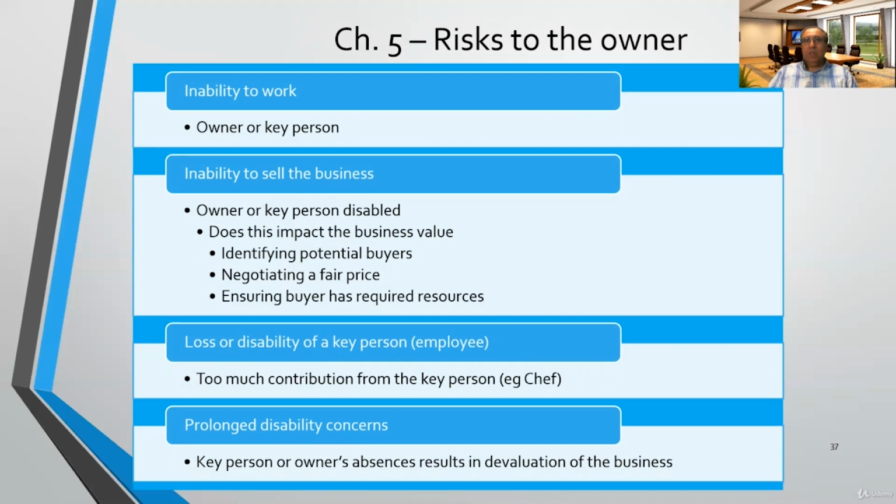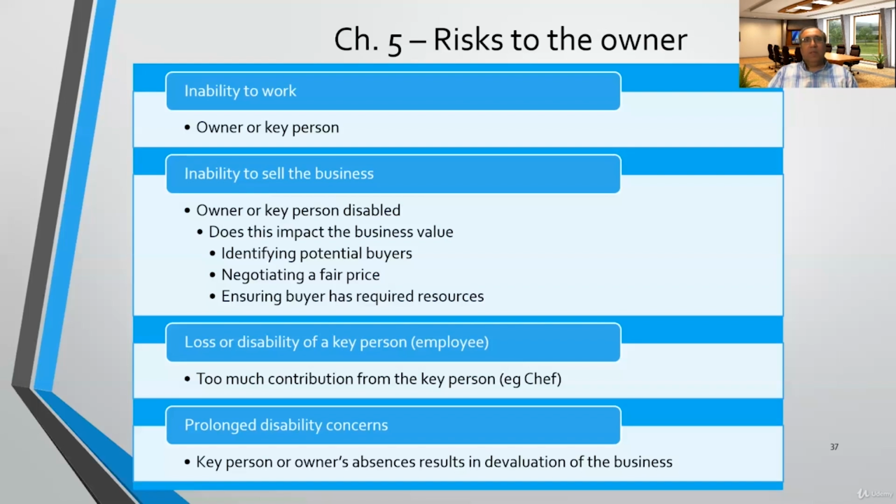If the owner or the key person become disabled and then they want to sell the business, most probably the value of the business will go down. People who want to buy it, they're going to say, oh, your sales are not so good and I'm not going to pay you the full price. So it would be hard to identify potential buyers, some buyer who would be willing to take on a business that has financial trouble, that has sales down. It'll be hard to negotiate a fair price and ensuring the buyer has the required resources. So that's a risk for the company.